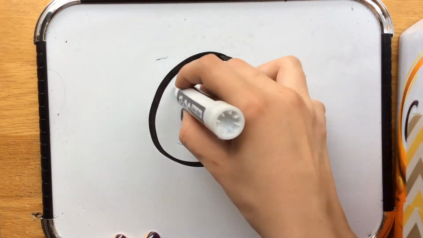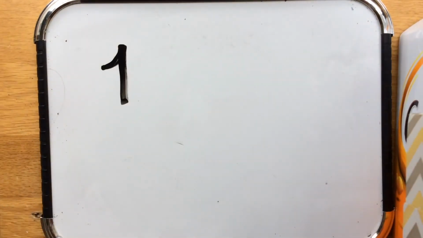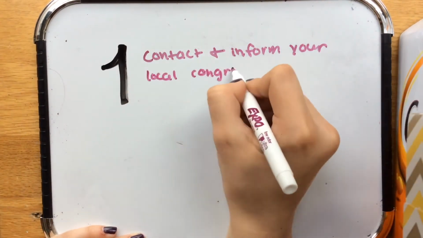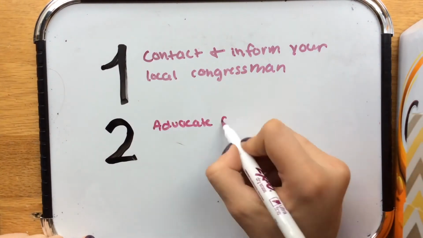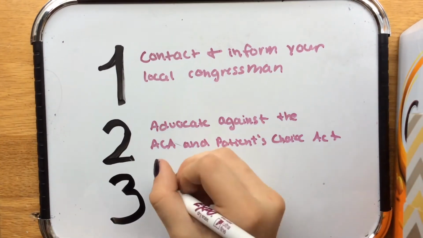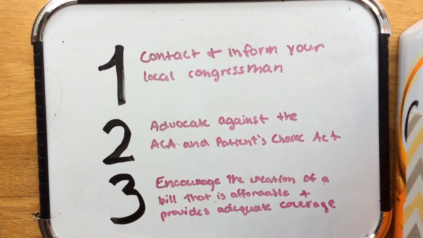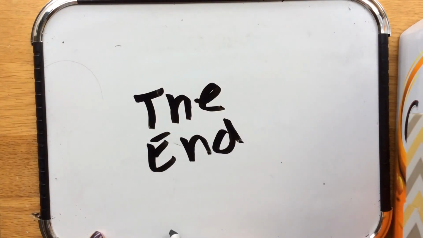This made a lot of people angry. A couple of things you can do are contact and inform your local congressman, and advocate against the ACA and Patient's Choice Act. Also, encourage the creation of a bill that is affordable and provides adequate coverage. That's it, folks. The end.